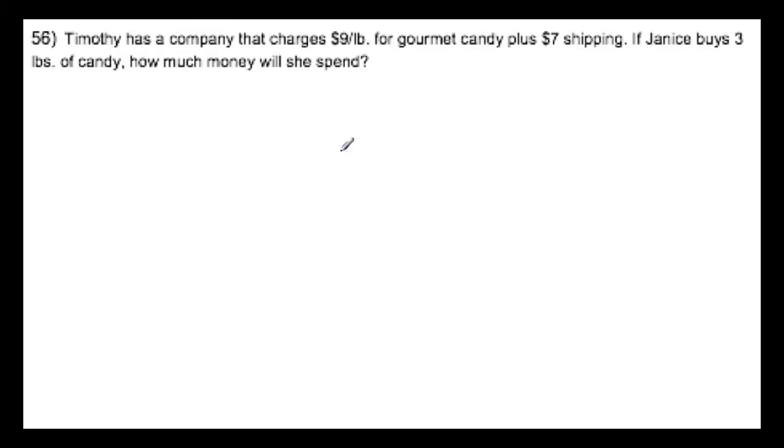Okay, Timothy has a company that charges $9 per pound for gourmet candy plus $7 shipping. Janice buys 3 pounds of candy. How much money will she spend? Well, we know that it's $9 per pound. She buys 3 pounds. So what will that equal? And then we're going to add the $7 in shipping. So then you'll get your total. So I'll just briefly outline that for you.